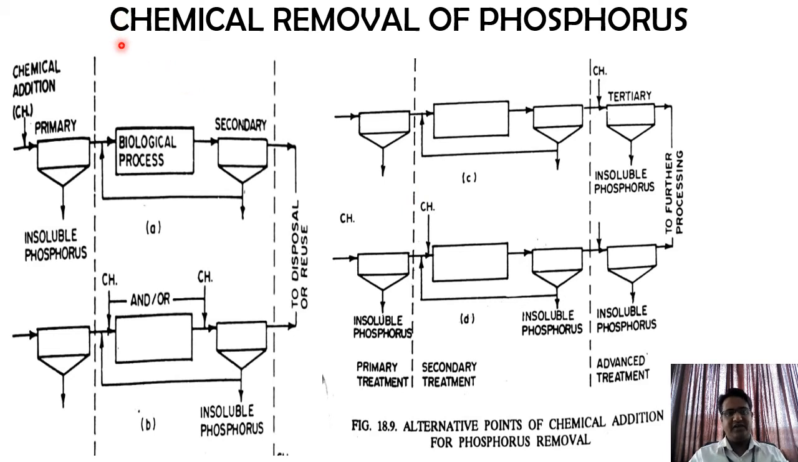Now, the same thing we have explained: where all you can add these chemicals for the removal of phosphorus. If you check these flow charts, the first part you can call primary treatment, this section secondary treatment, and this section tertiary treatment. The same here: primary, secondary, and tertiary. If you check this chemical addition, the source of calcium, iron and aluminum ions can be added in the primary. Insoluble phosphorus, that is precipitated phosphorus, will be generated in the primary section itself.